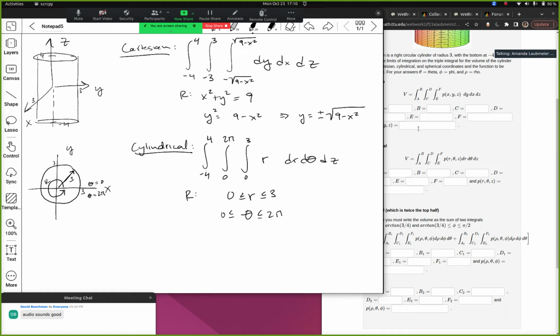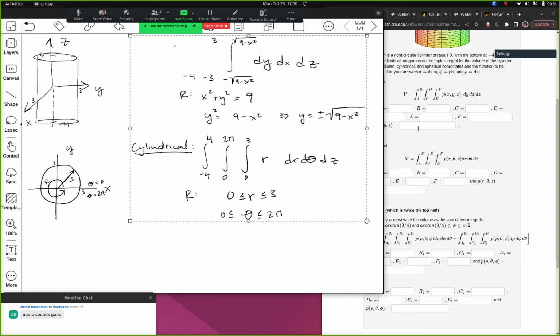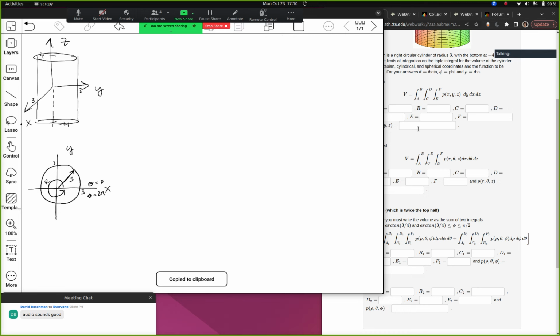And then spherical, what I'm going to do is I'm just going to erase everything else I have so far so that there's plenty of room for this one because there's a lot of parts to it. Erasing takes forever. I'll just cut it.